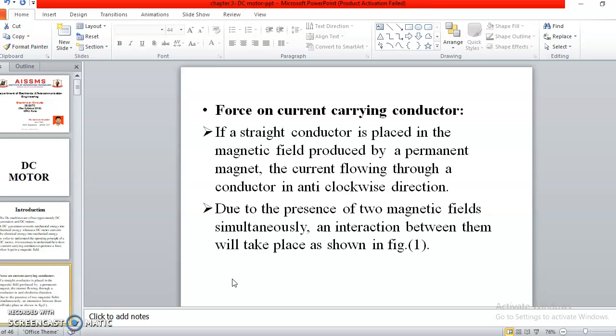For example, we take a simple straight conductor, which is a current carrying conductor. That means current is passing through the conductor. According to the right hand thumb rule, if you hold the current carrying conductor in your right hand, the thumb indicates the direction of current, and the curled fingers indicate the direction of magnetic field produced by that current. So if a straight conductor is placed in a magnetic field produced by a permanent magnet, and current flows through the conductor, due to the presence of two magnetic fields simultaneously, an interaction between them will take place as shown in the figure.